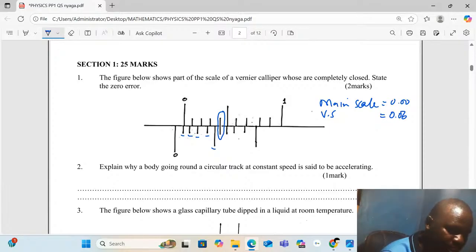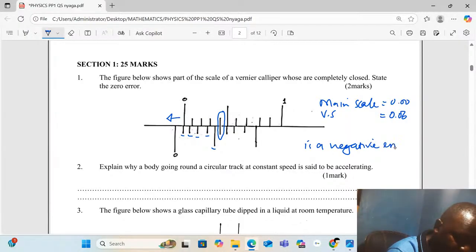Now, since it is already reading this value, and if you look at it, it is on the left side of the 0 mark of the main scale, then we say this one is a negative error. Negative error. So we are told to state the zero error. It is supposed to be negative 0.06. This is a vernier caliper, and the units are in centimeters.